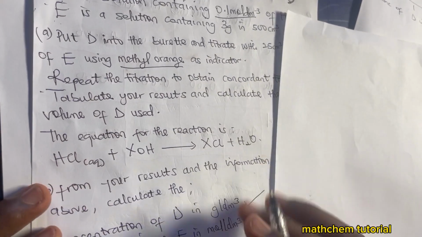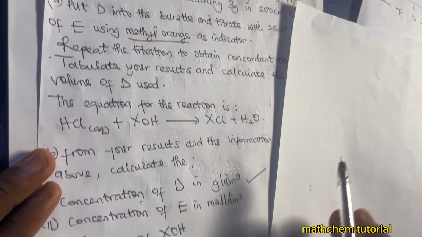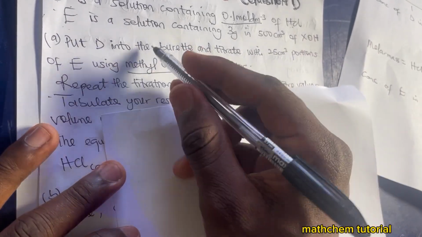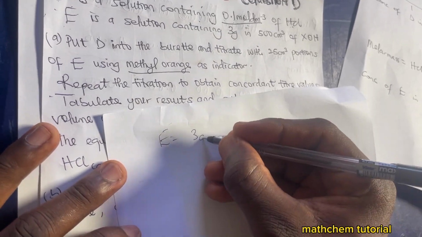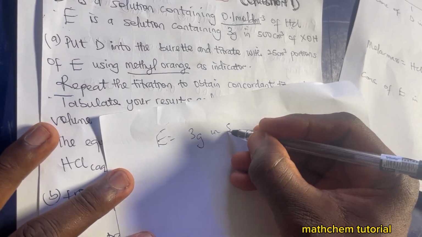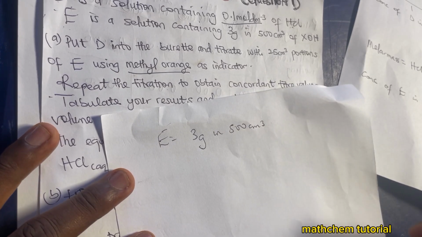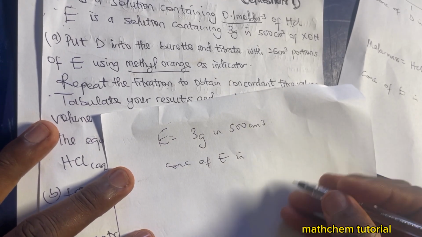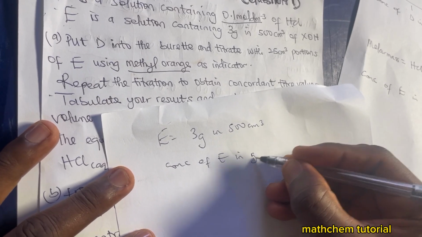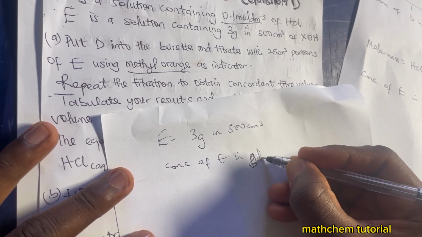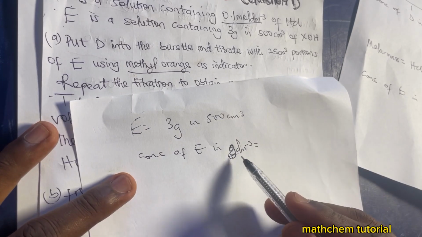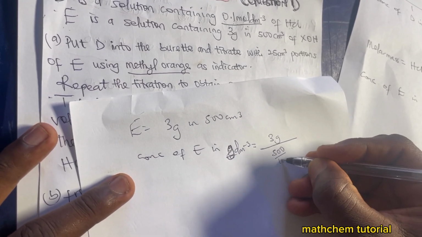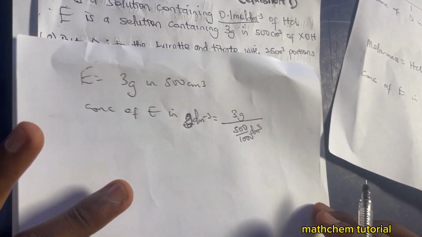So, if you have to calculate the concentration of E in mole per dm cube here, an idea can come to you by saying that since E is 3 gram in 500 cm cube, a student can say concentration of E in gram per dm cube is equals to, gram is mass, dm cube is volume, 3 gram divided by 500 over 1000 dm cube. Did you see this calculation?